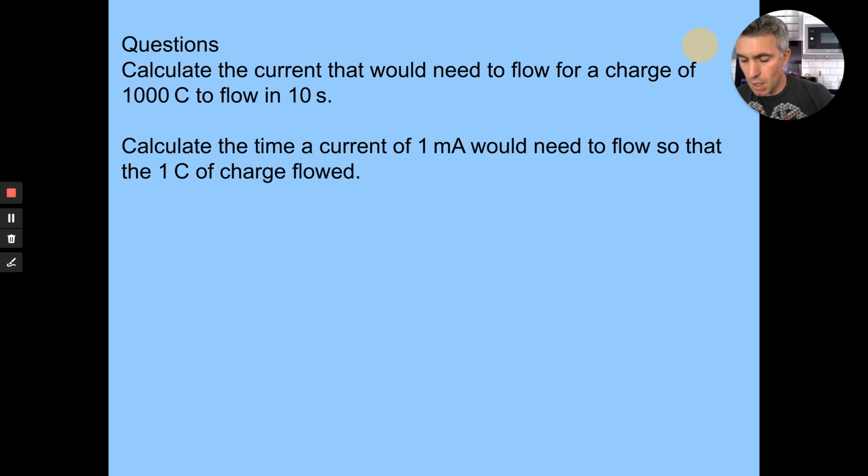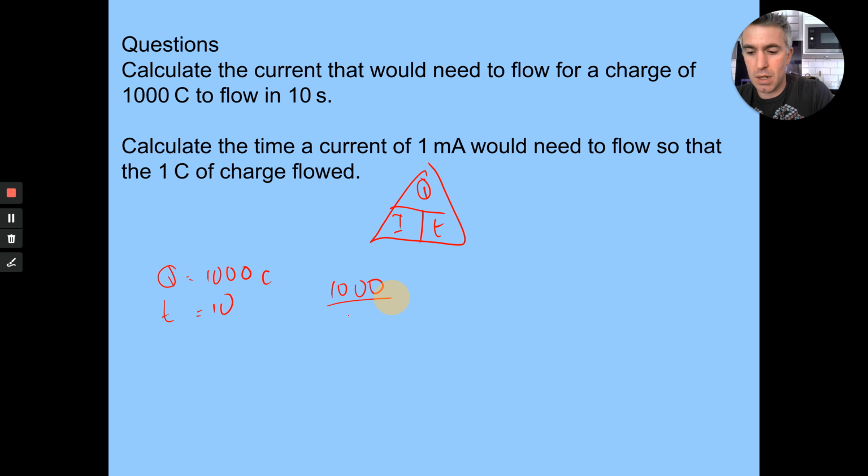You done? Good. Right, so let me put the equation back up. Q, I, T. So what did you do first? If you were sensible, the first thing you would have done is you would have written down what you know. So for question 1, we have Q. Q is 1,000 C. And we know T is 10. So we just do 1,000 divided by 10, which is 100 amps.